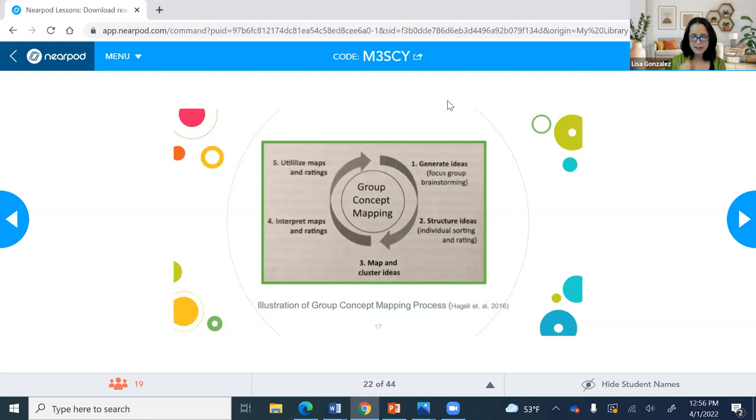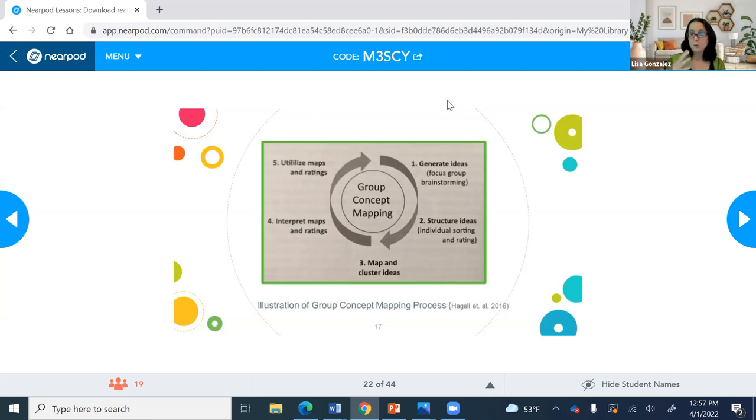Step three is now they've got some kind of structure. So they've got their note cards organized in a certain way. So now they're supposed to analyze the relationships between the data. Okay, so we've got edema on the board next to CHF. Okay, great. How does that relate? What's the relationship? Why do we have edema? So that's step three, is to map and cluster these ideas.